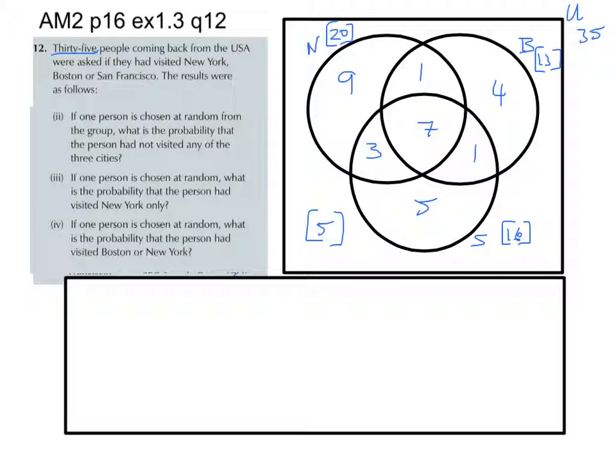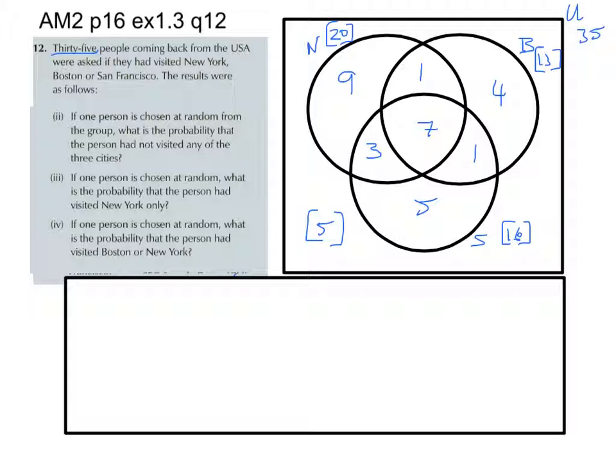So we have all our sections covered, and we now want to go through the 3 questions that have been given us. So if one person is chosen at random from a group, what's the probability that the person had not visited any of the 3 cities? Well, we've already worked that out. It's 5 out of the total of 35.